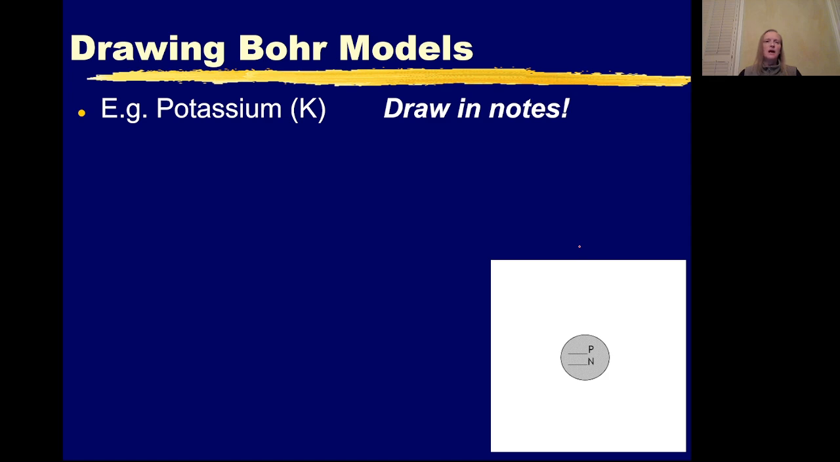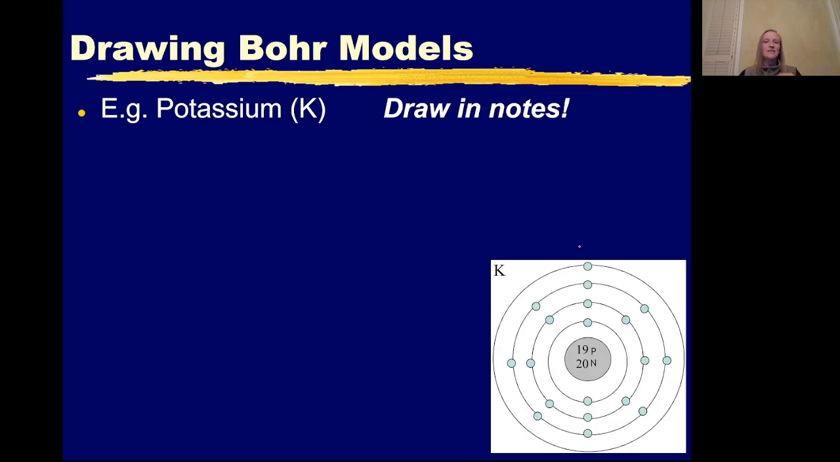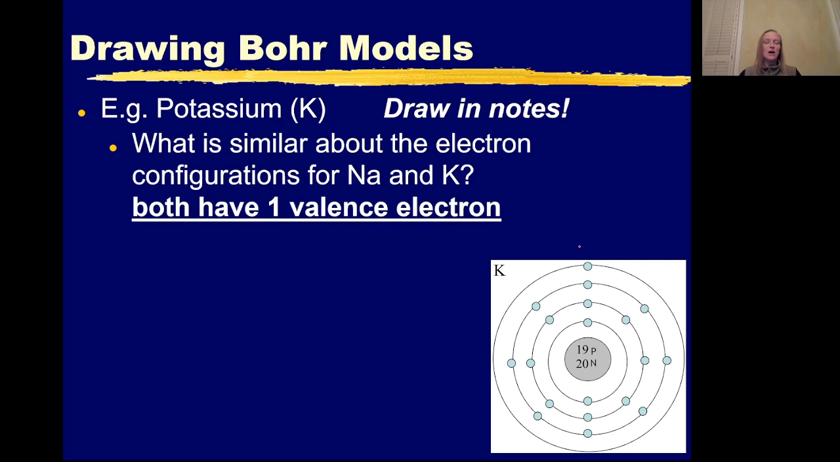Potassium, you can pause the video and try to do this one yourself the same way that we just did with sodium. Potassium has 19 protons and therefore has 19 electrons if we're drawing the neutral atom. And we draw 2 in the first energy level, 8 in the next energy level, 8 in the next energy level, and that adds up to 18. So 1 electron in the 4th energy level for a total of 19 electrons.